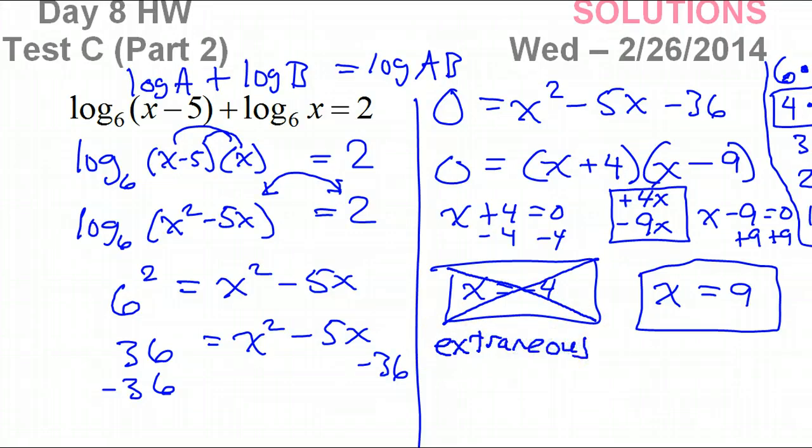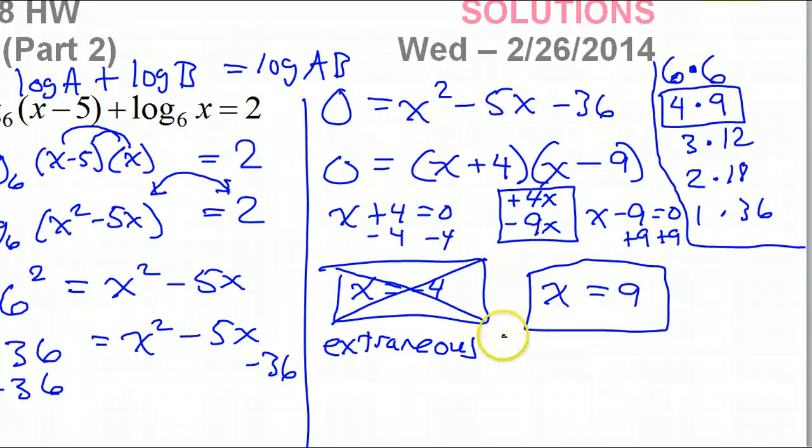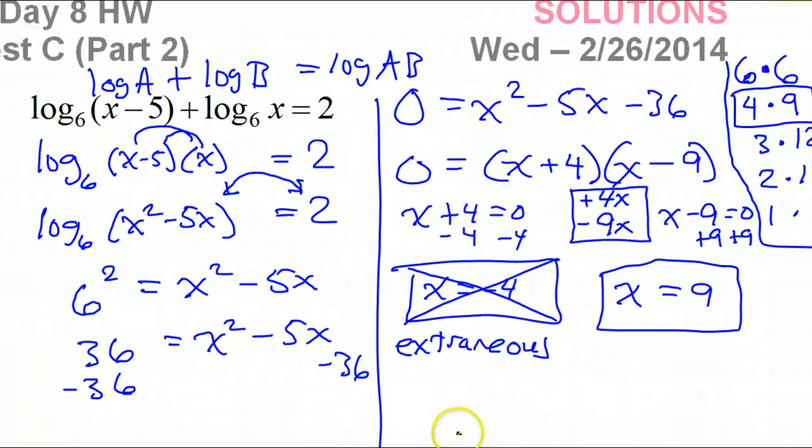So cross it out and write the word extraneous next to it. 9 on the other hand. If I put in 9, that's 4. And if I put in 9 there, obviously that's positive. So that's going to be fine. So x equals 9 is the only solution.